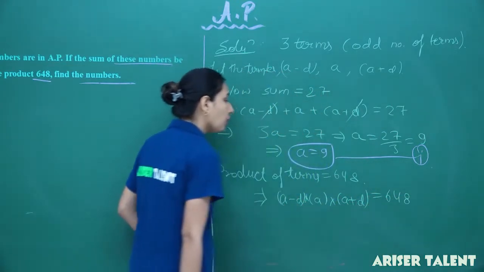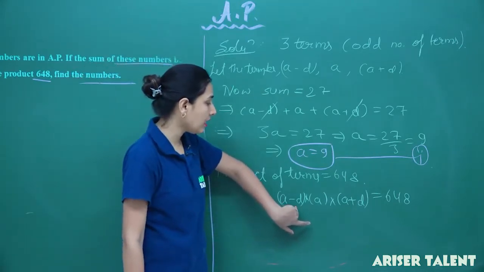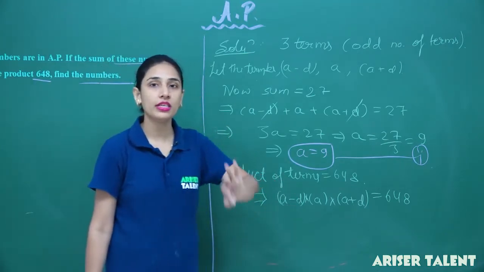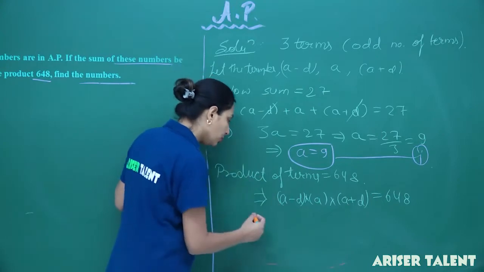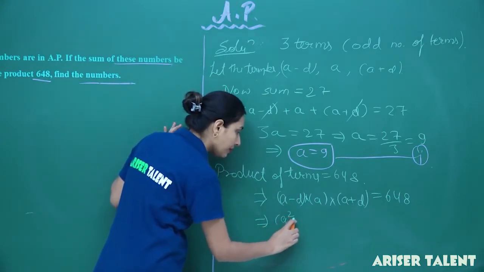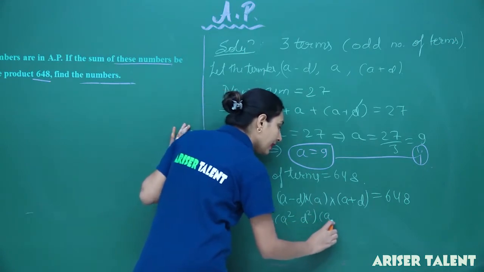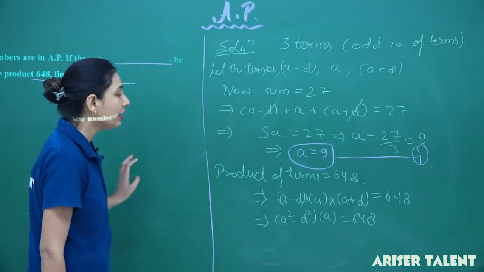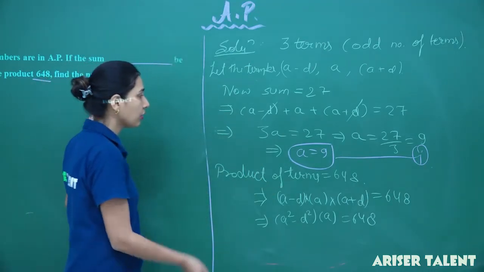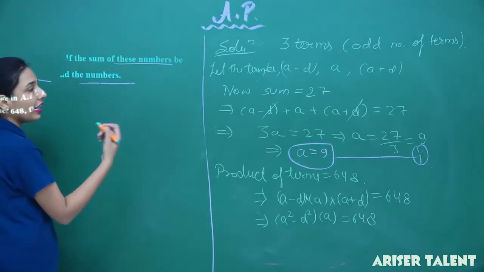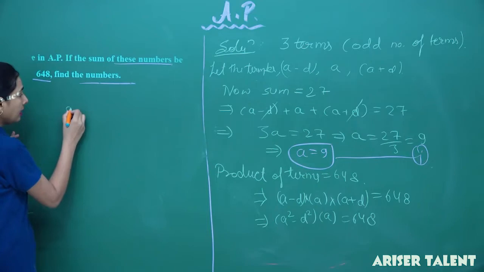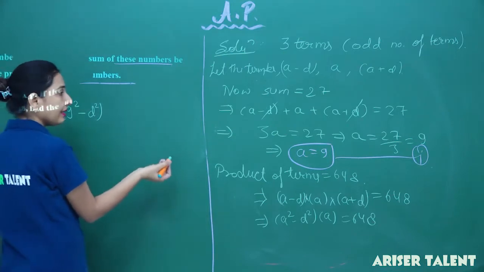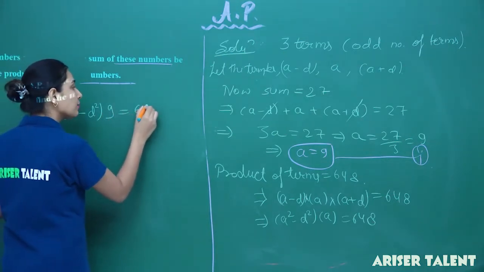Now for this condition, I have always told you to refer to the A plus B, A minus B formula: A plus B times A minus B equals A square minus B square. So that will be A square minus D square, multiplied by A, equals 648. Now put the values here. The value of A I found is 9, so 9 square minus D square, and again A, which is 9, equals 648.